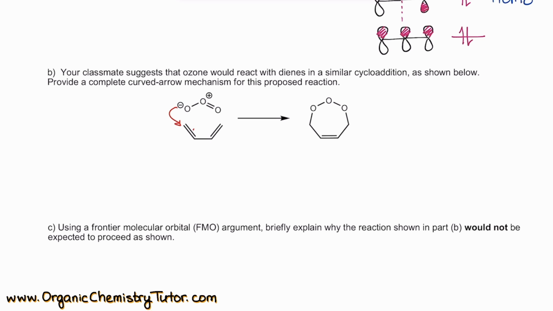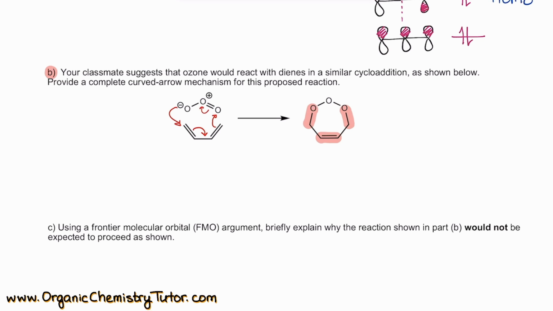Those electrons go here, which causes a cascade of the electron density like that. So overall we are going to end up making a bond here, here, and electrons move onto our double bond like that. Using a frontier molecular orbital argument, briefly explain why the reaction shown in this part, so in part B, would not be expected to proceed as shown.